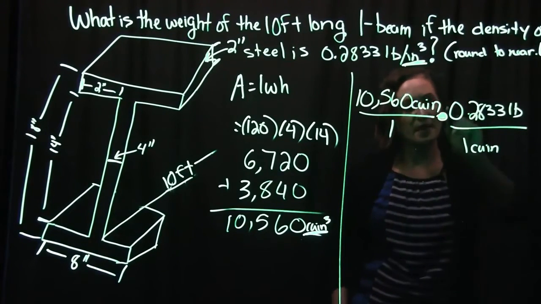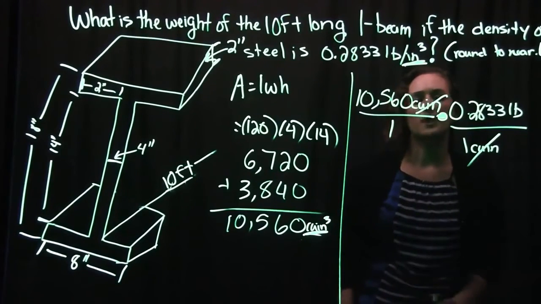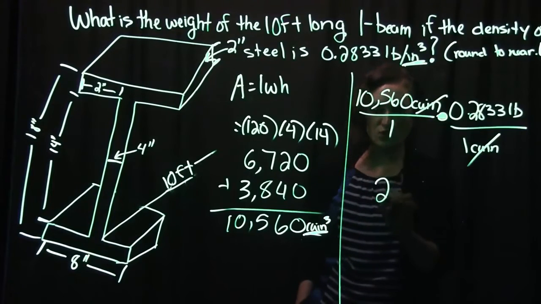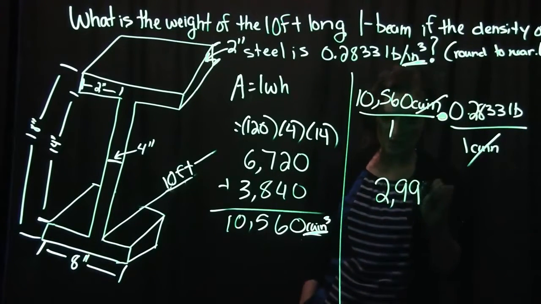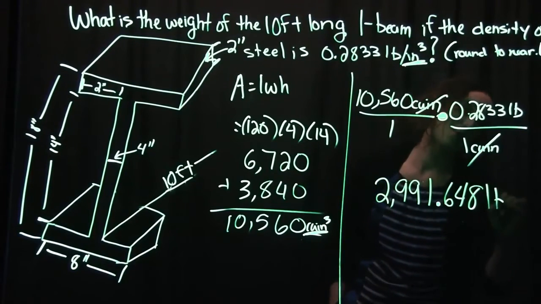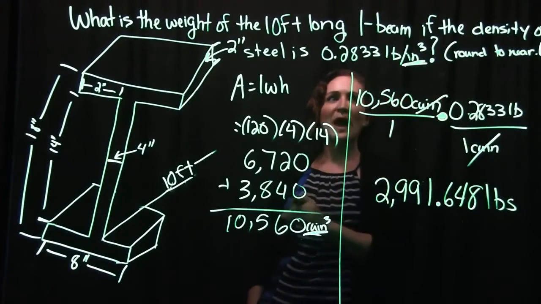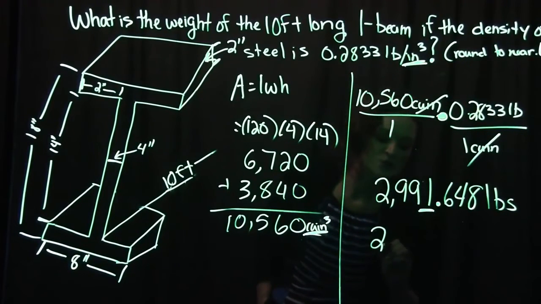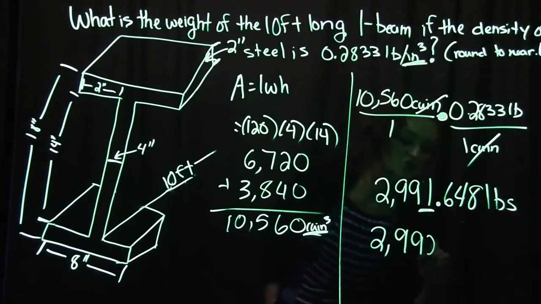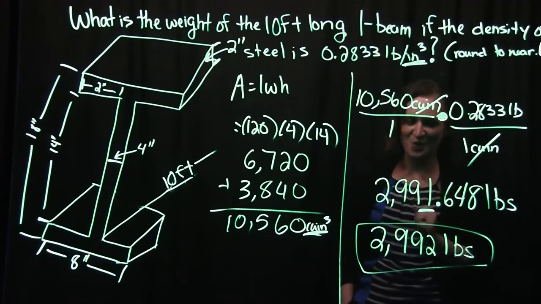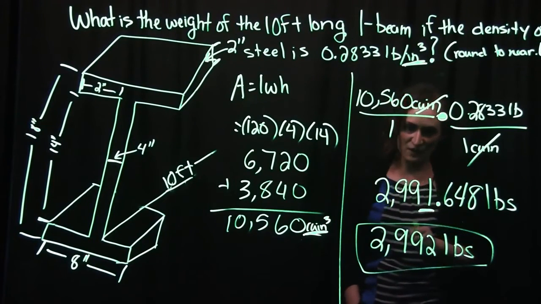So what's going to happen here is cubic inch is going to cancel with cubic inch, and we just need to multiply this together. And when we do so, we get 2,991.648 pounds. And it does tell us to round to the nearest pound. So if we round to the nearest pound, this will give us 2,992 pounds. Wow, almost 3,000 pounds just for that one piece. Otherwise, that is it for this video.